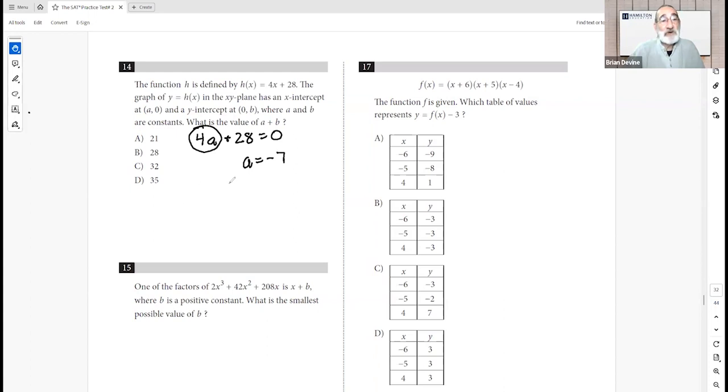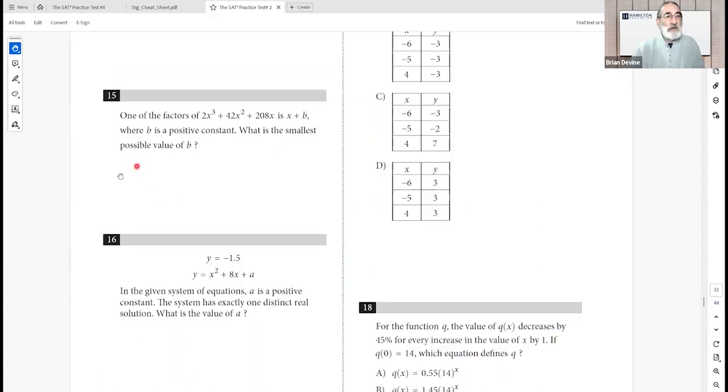And the y-intercept comes when x is 0. So b equals 4 times 0 plus 28. So b is 28. And I want to know what is a plus b. So negative 7 plus 28 equals 21. So A is your answer, 21.